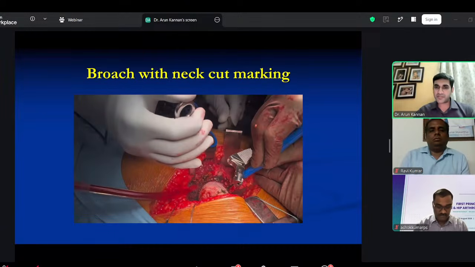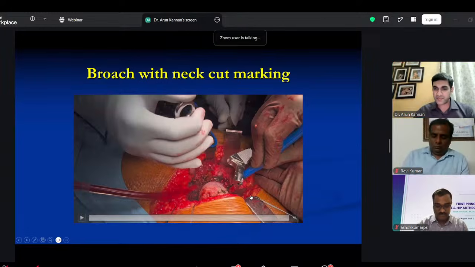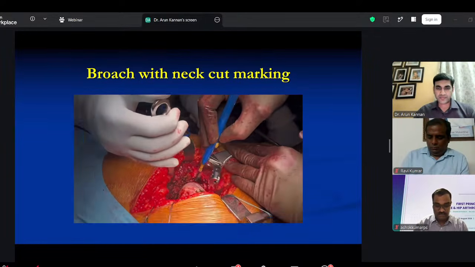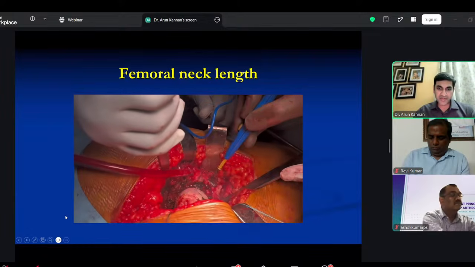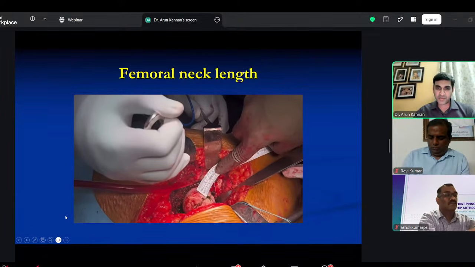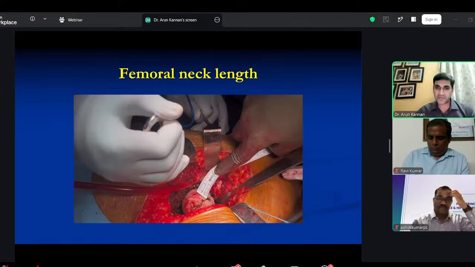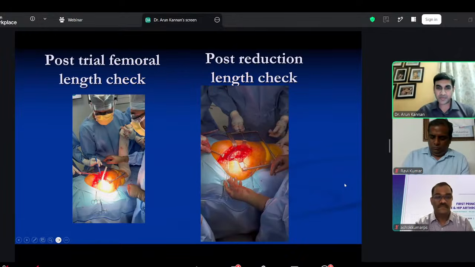So here the neck cut is marked. You can see that I marked the femoral head center as well. It is marked. So this is, again, we can measure the femoral neck length as well. So you mark a point on the intertrochanteric ridge from the femoral head center, measure it, make a note of it, and we'll try to reproduce the same as we go along.